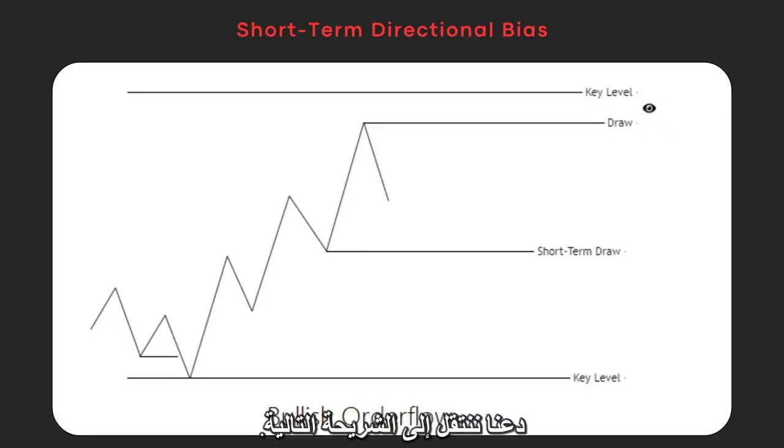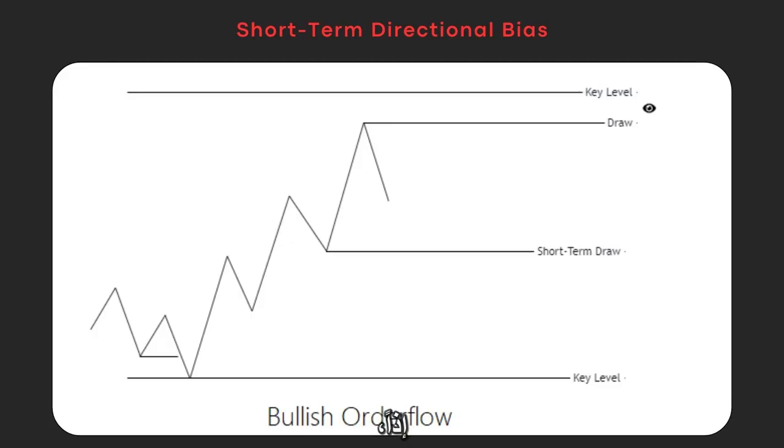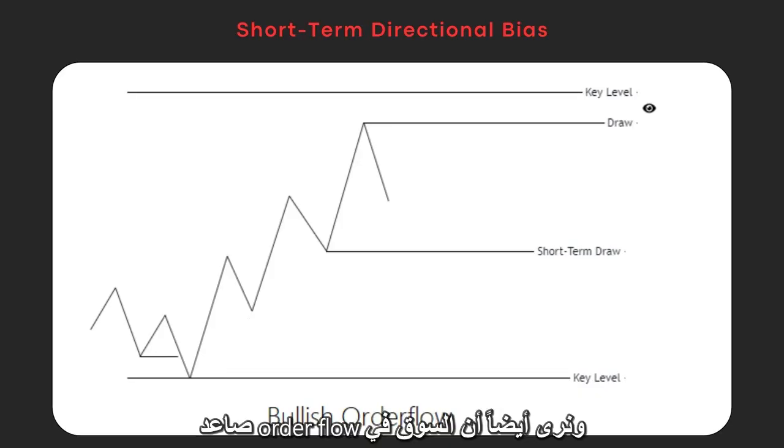Now let's move on to the next slide, and let's see some graphics to explain short-term drawn liquidity. So first of all, we've got this chart right here, right? You can see that we started out with testing a key level here and by purging below this low, and since then we've been moving in a bullish order flow, consistently making higher highs and higher lows. And we also see that the market is in a bullish order flow because it's rejecting below lows and breaking above highs, right?